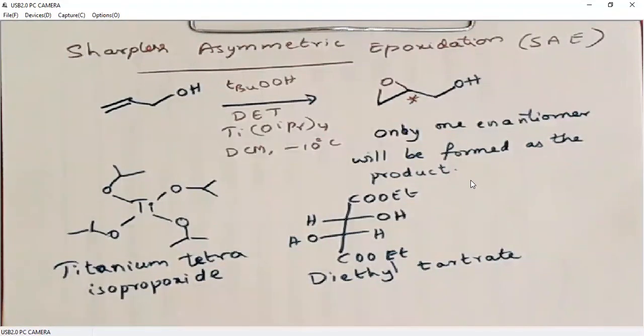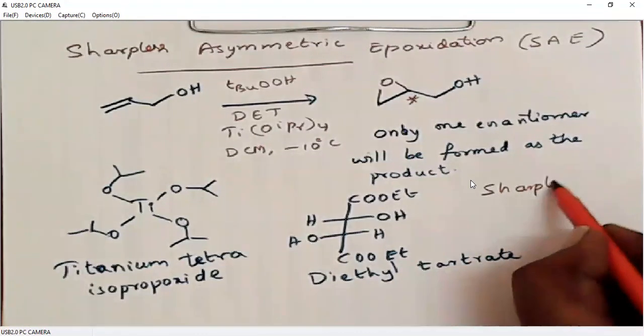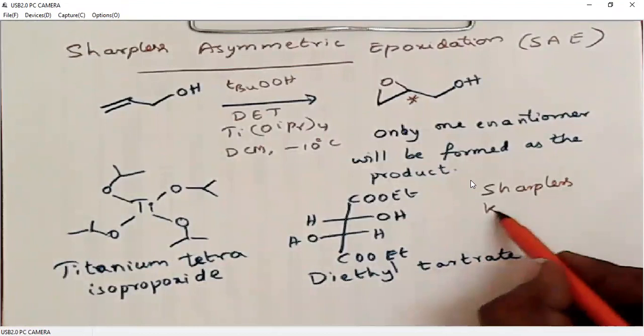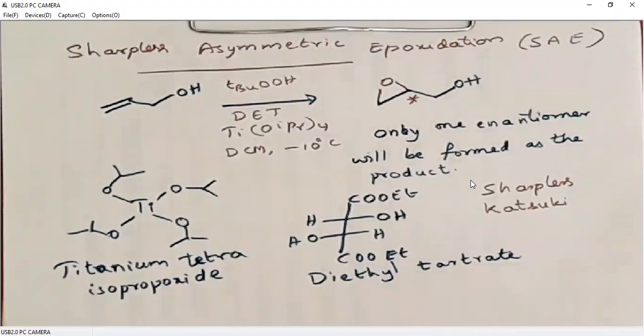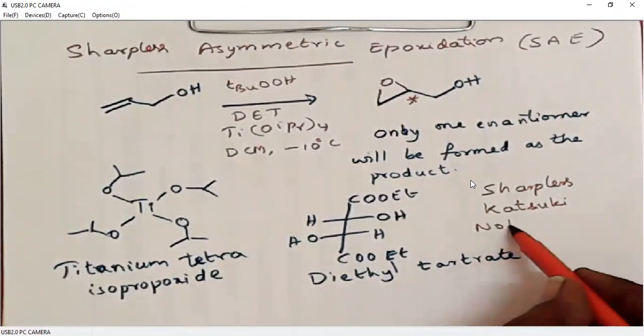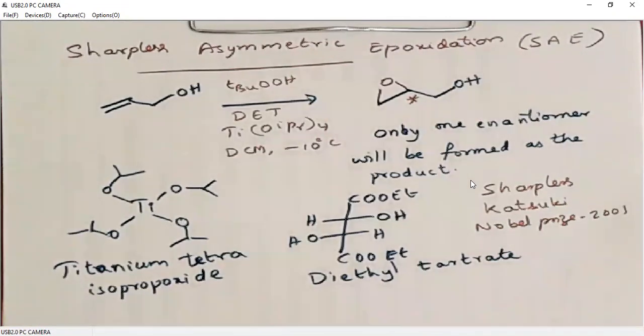I hope you are writing along with me, right? So for this, Sharpless and Katsuki, it is again a chiral epoxidation. Both of them were given the Nobel Prize in 2001. So for the asymmetric epoxidation, Sharpless and Katsuki were given the 2001 Chemistry Nobel Prize.